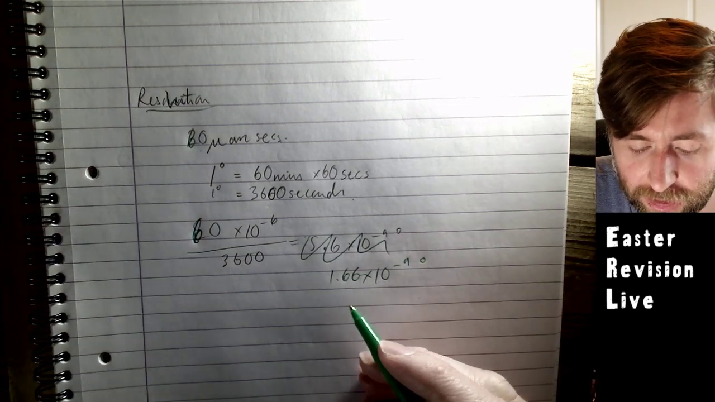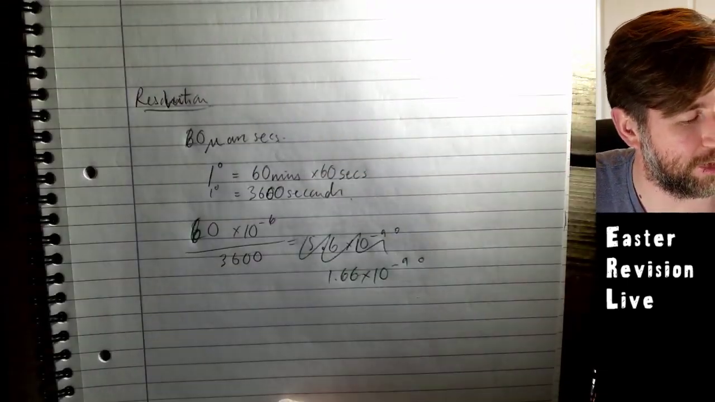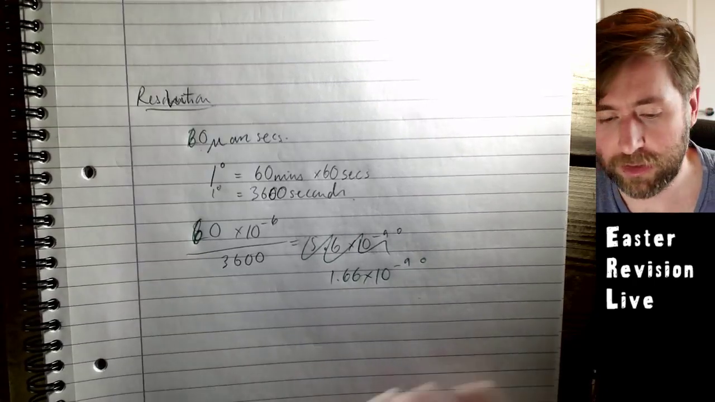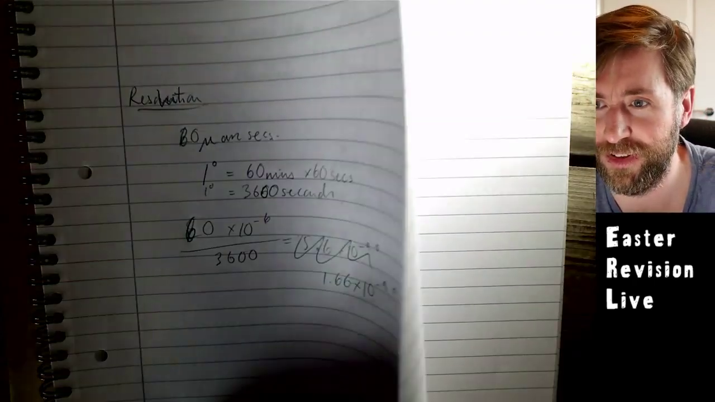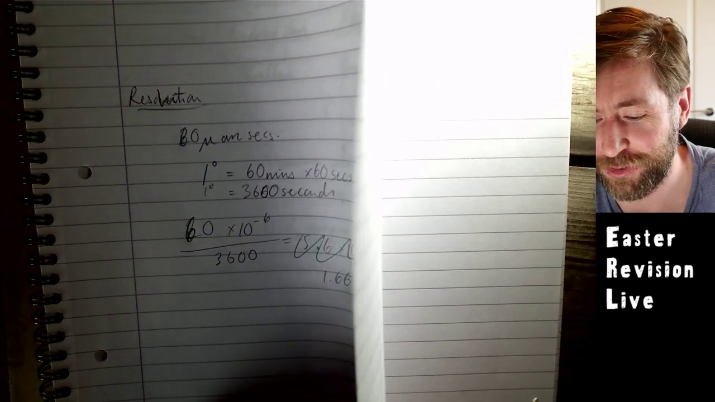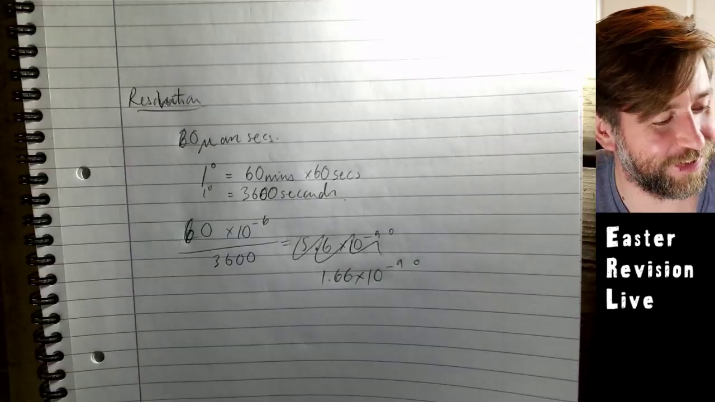Now, how do you turn that into a distance? Well, you use the relationship. Where's the relationship? Oh yeah, sorry, it was over here.